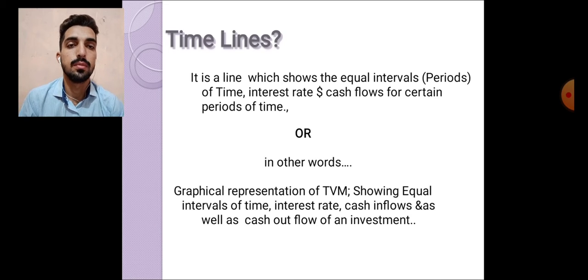A timeline is a line which shows equal interval periods of time and the cash flow for a certain period of time, or in other words, a graphical representation of the TVM showing equal intervals of time, interest rate, and cash inflow as well as cash outflow of the investment.